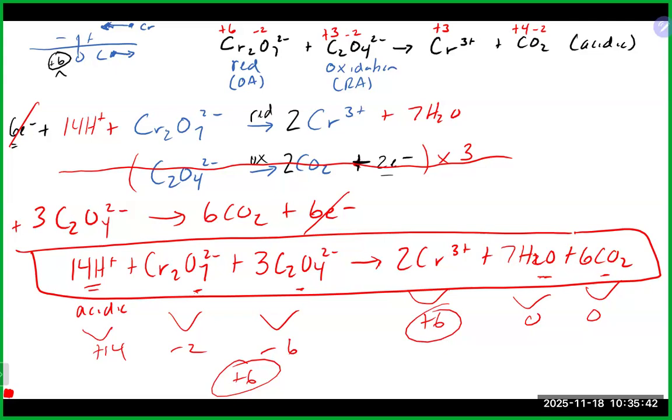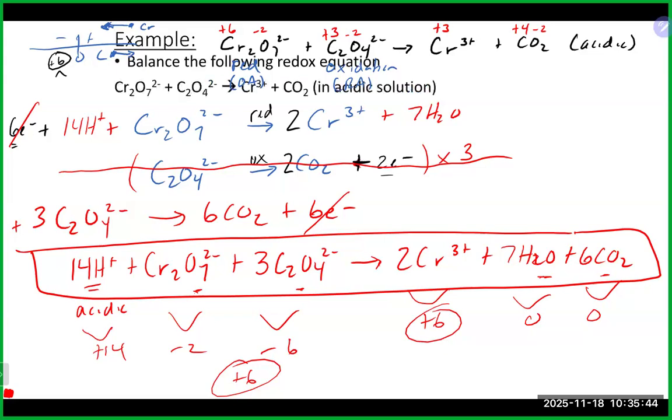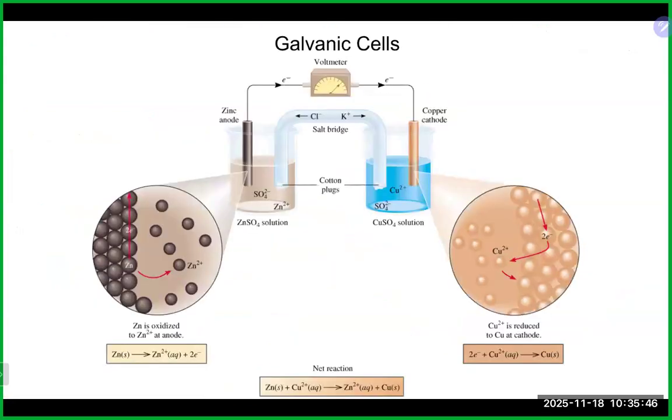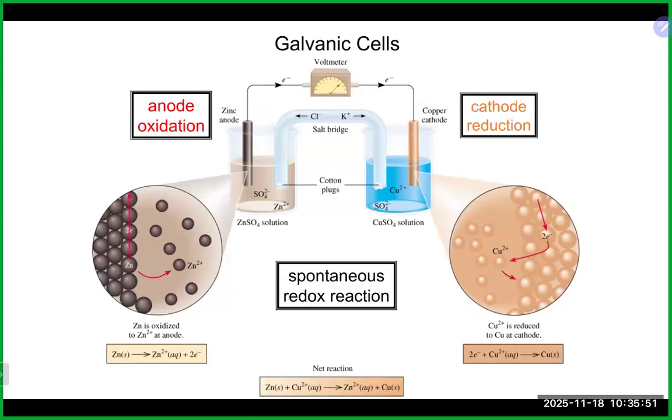Now let's get into really what this chapter is mainly about, which is galvanic cells. And let's talk a little bit about galvanic cells. Galvanic cells are really redox reactions that are happening. So there is sort of an oxidation that's occurring and a reduction that's occurring. And this is a typical galvanic cell setup that you could build in a lab.